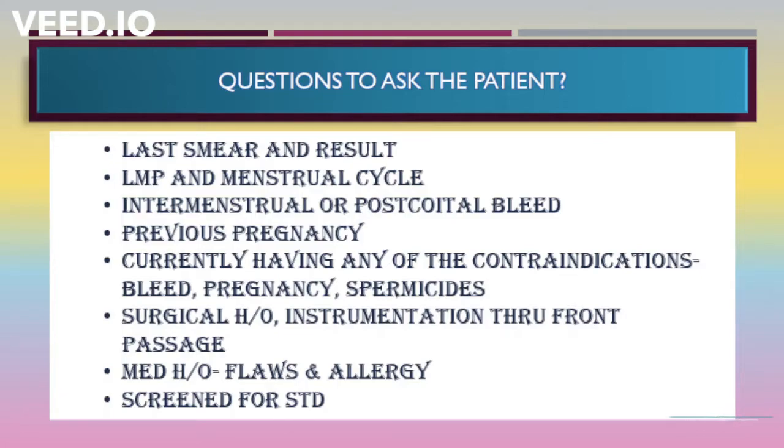Don't take it for granted. You have to explain everything. If she says that she knows, then go for the test, but give the basic minimum. You would ask when was the last smear done and what is the result. The LMP and the menstrual cycle, any intermenstrual or postcoital bleed, previous pregnancy. If the patient currently has any contraindications, as we mentioned in the earlier slide, surgical history, any instrumentation through the front passage, and medical history.